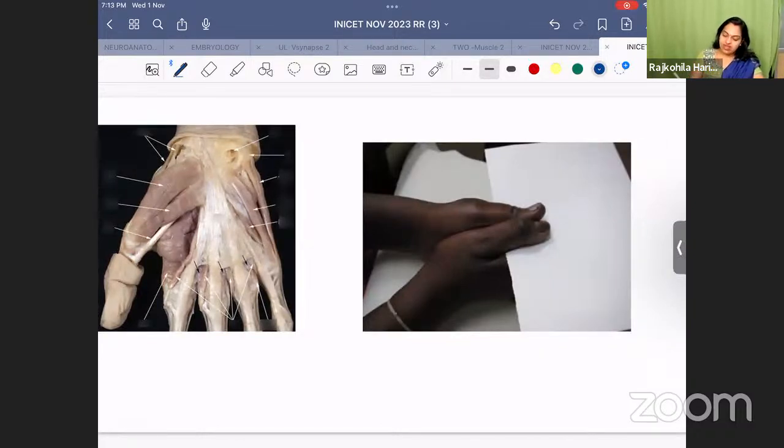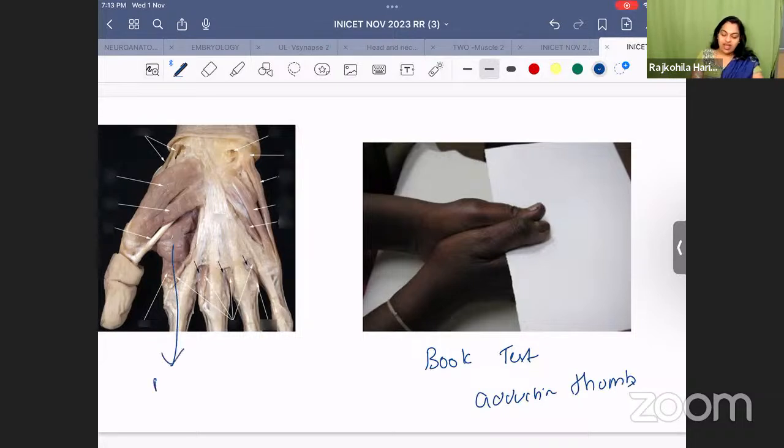Yes, here this is to show the book test. We have seen card test. This is the book test. The patient is trying to hold the book by adduction of his thumb. Adductions of the digits we saw palmar interossei. Adduction of the thumb is by this muscle, adductor pollicis. What is the nerve supply to this adductor pollicis? Ulnar nerve, right? So this is the right thumb, this is left thumb.